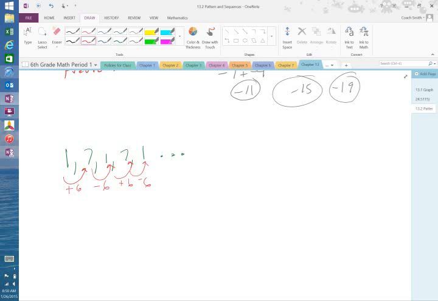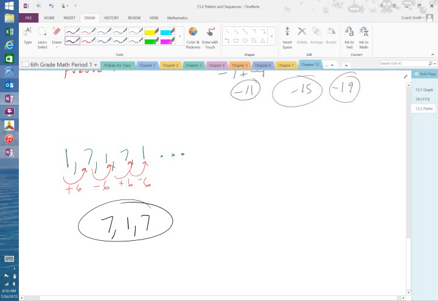And so therefore, the next 3 numbers are 7, 1, 7. Because if I add 6 to 1, I'm going to get 7 again. If I subtract 6 from 7, I'm going to get 1 again. So that's obviously a pretty easy pattern, and you could even say there's no mathematics to it. They're just alternating 1 and 7.